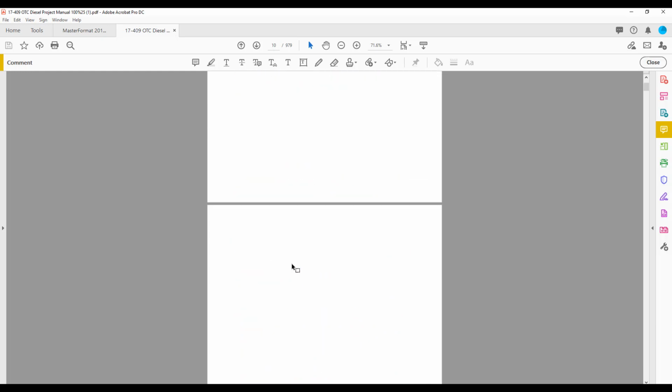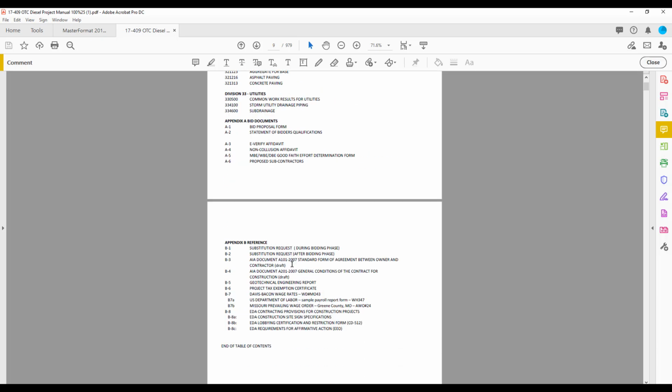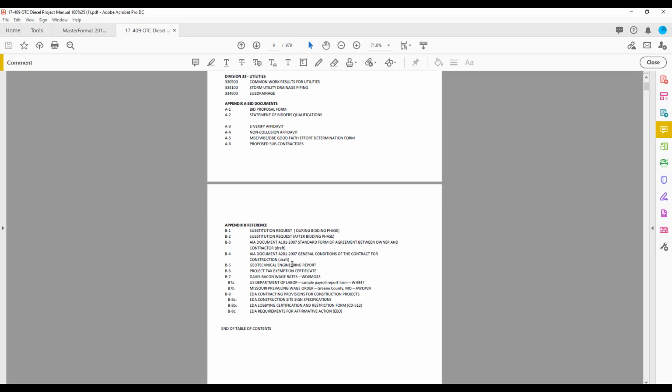We looked at the bid proposal form. We looked at the statement of bidders' qualifications. There is also an E-Verify affidavit, meaning that you are a U.S. citizen. A non-collusion affidavit, meaning that you are not co-conspiring with someone to try to get a project. This project also has MBE, WBE, DBE. These are forms that qualify you as a woman-owned business or a minority-owned business. They have to submit their proposed subcontractors. The purpose of this is in case the owner doesn't want to work with a particular subcontractor. Substitution request form, the form of agreement we just looked at, the other AIA form.